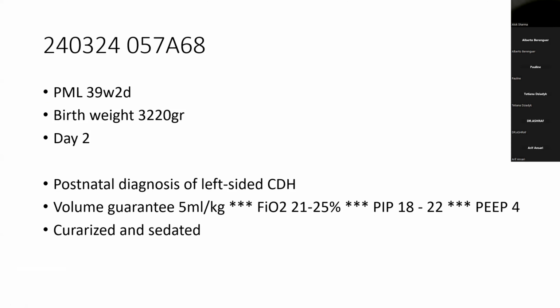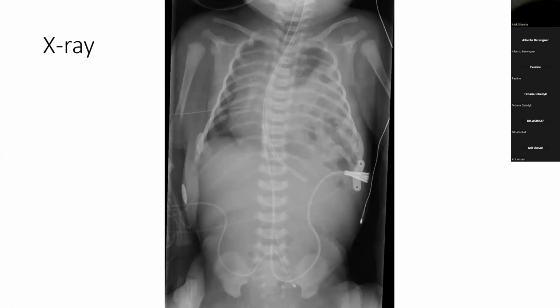He had a postnatal diagnosis of a left-sided congenital diaphragmatic hernia. He was intubated, and the pressure that he needed was very low. We put him on volume guarantee, 5 mL per kilogram. He had max 25% oxygen with quite low inflation pressures and a PEEP of 4. He was curarized and sedated. This was the X-ray that was done on day 1.